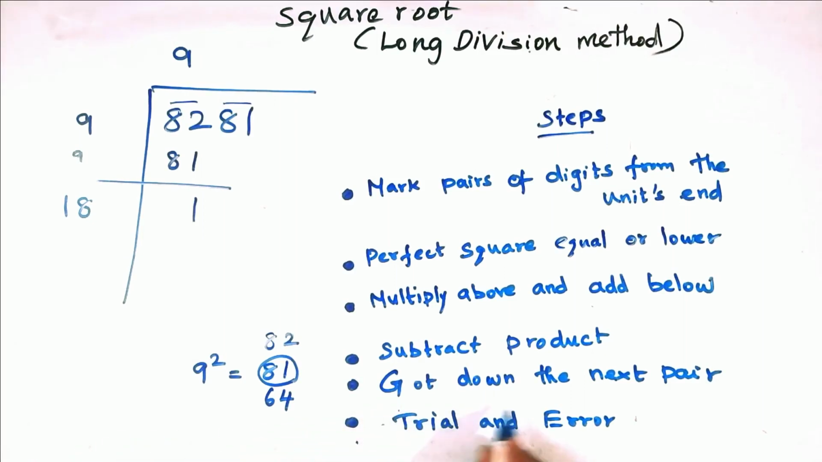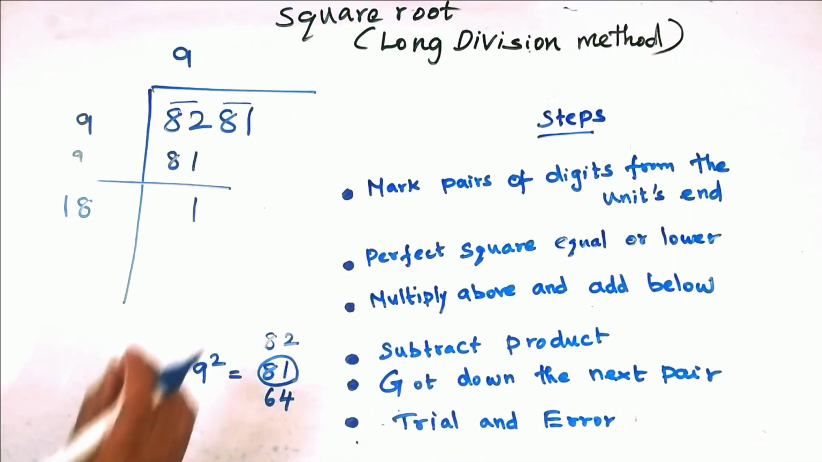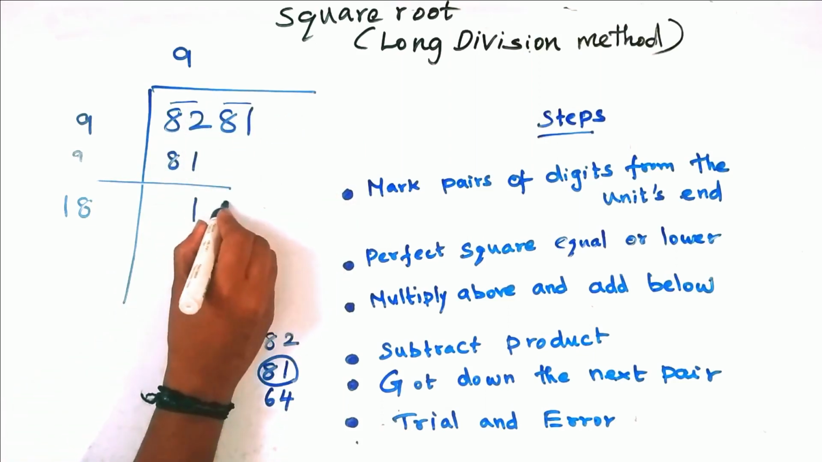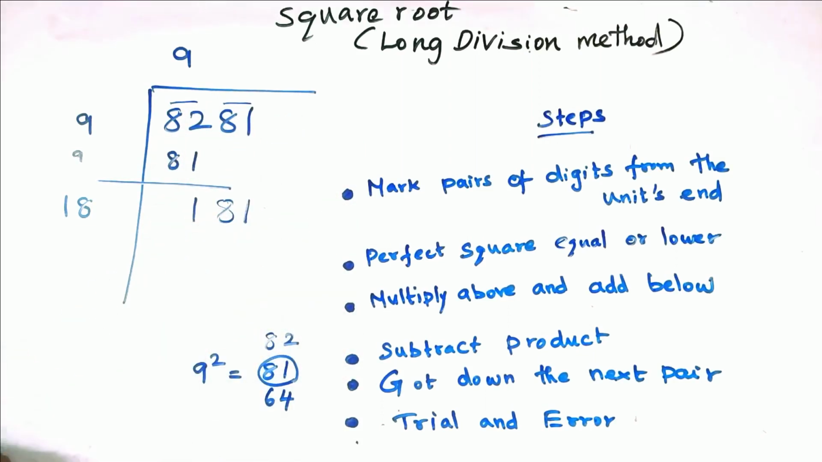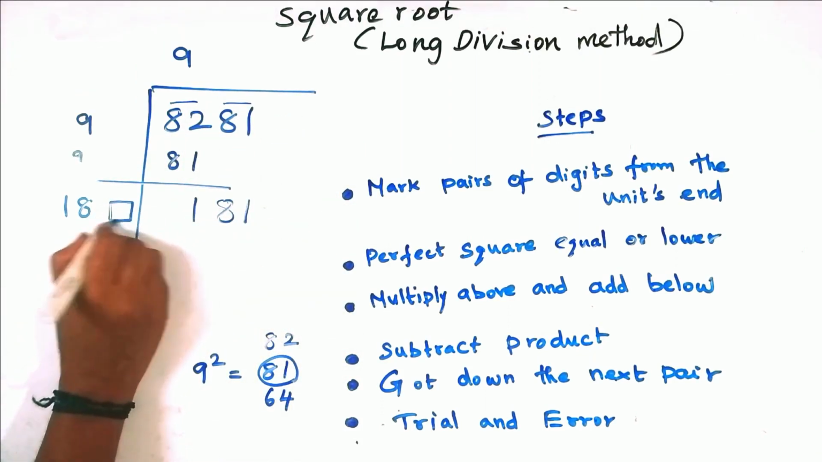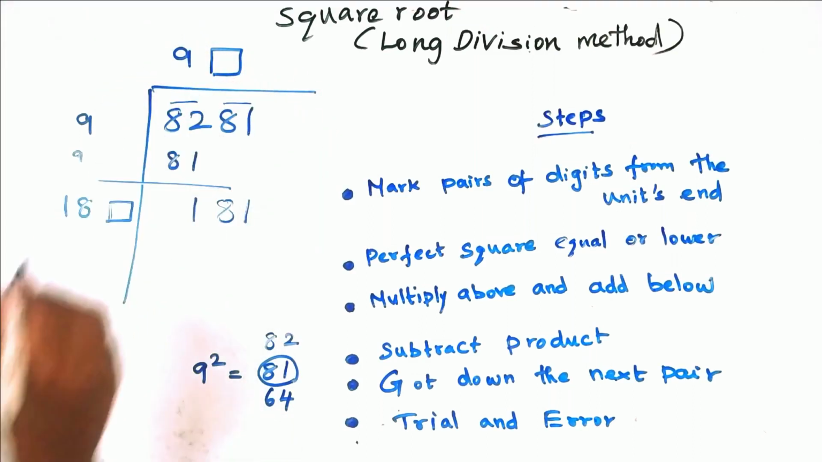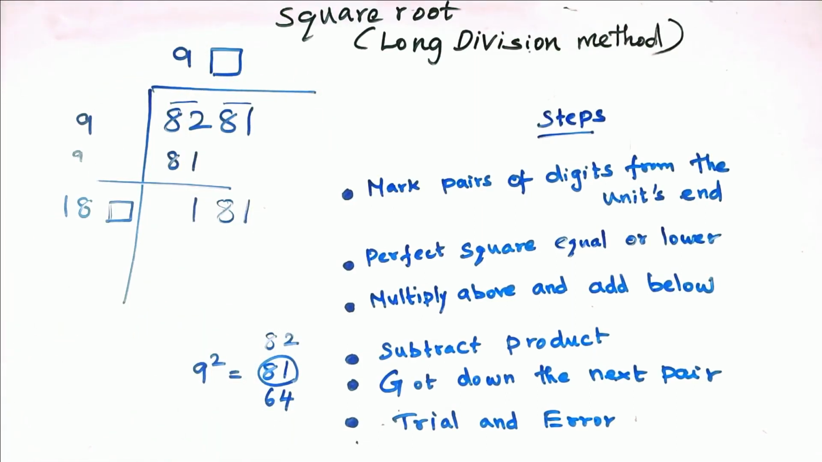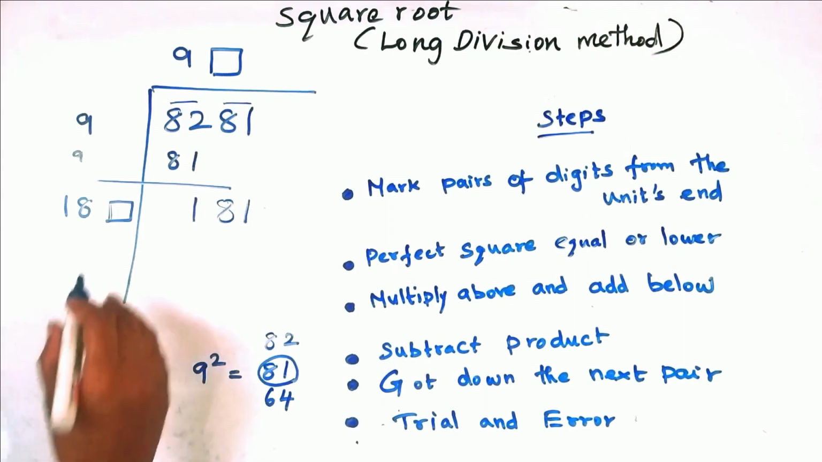The next step is to bring down the next pair. The next pair is 81. I am bringing the 81 down here. Here I am drawing a box, an empty box here.